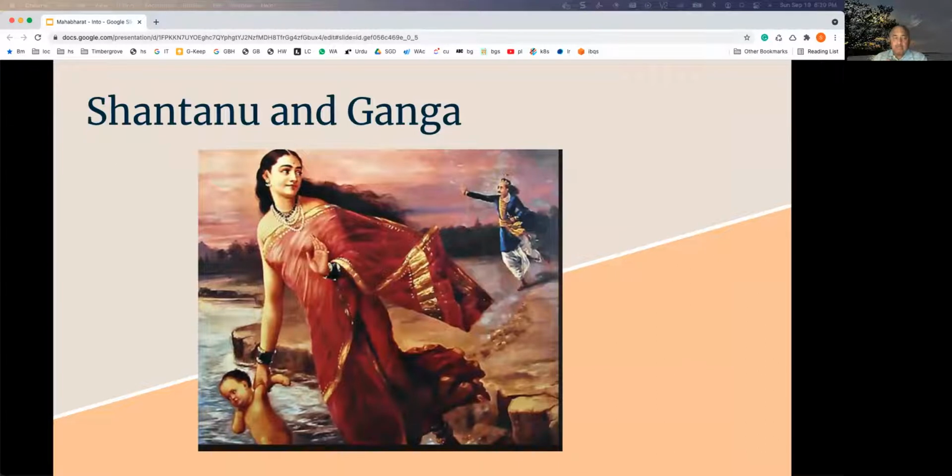So King Shantanu marries Ganges, the river Ganges, goddess Ganges. So this is kind of again, keep in mind, these are metaphors. We are going to see why it is the way it is.